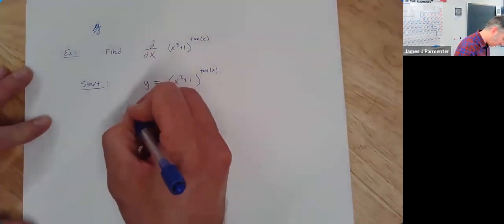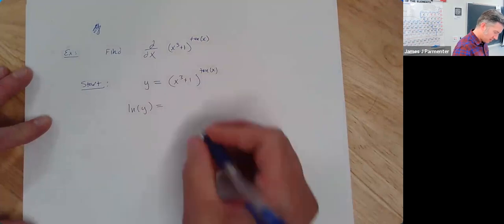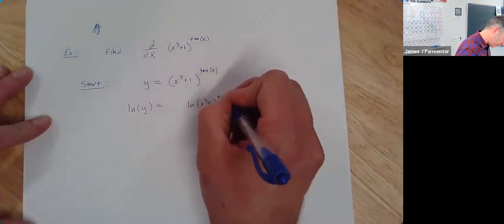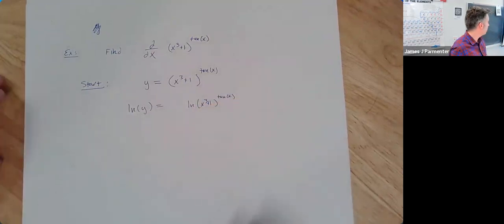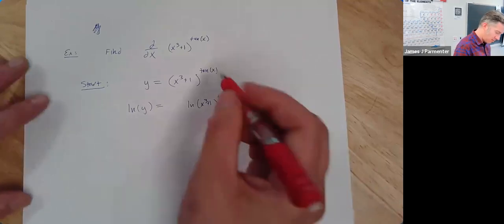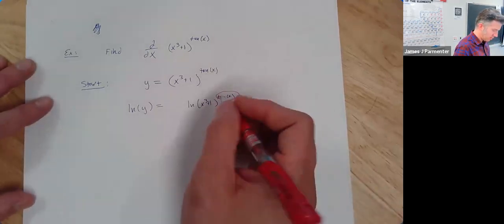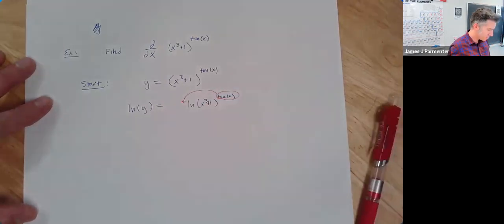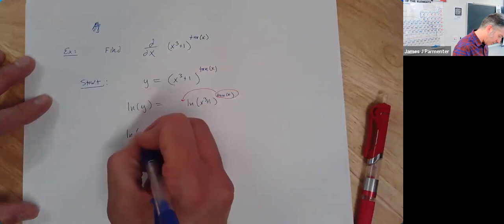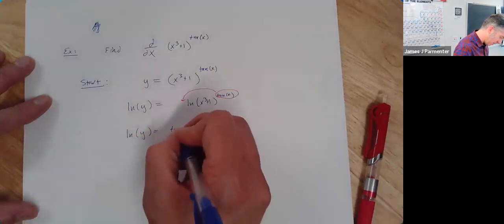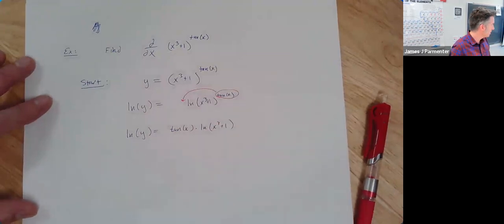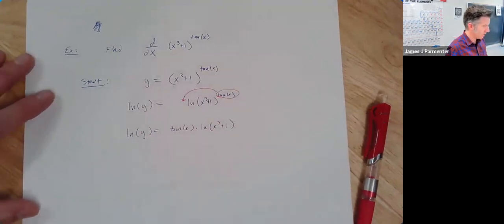Then we take the natural log of both sides. So I get the natural log of x cubed plus 1 raised to the tangent of x power. The whole reason we did that was so we can bring down the power. I don't want any more variables in exponents. So I get that the natural log of y is equal to tangent of x times the natural log of x cubed plus 1. And now we differentiate both sides.